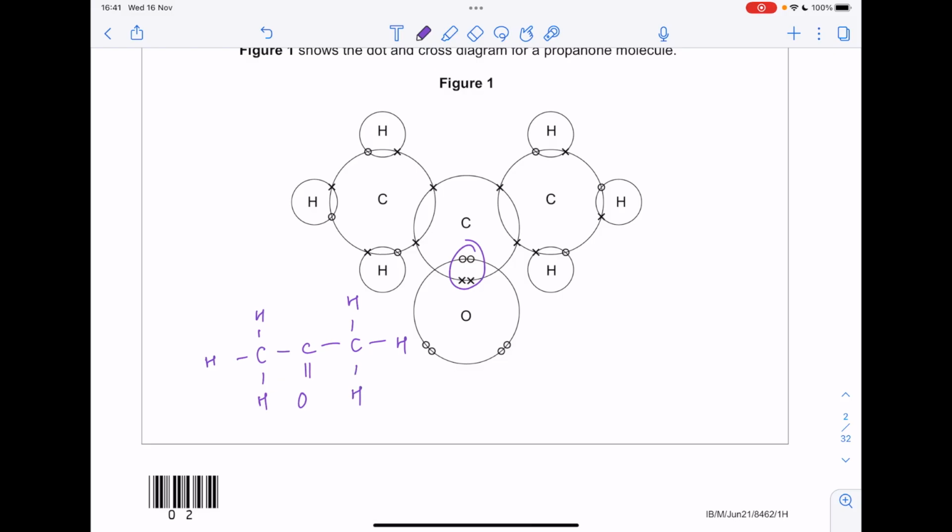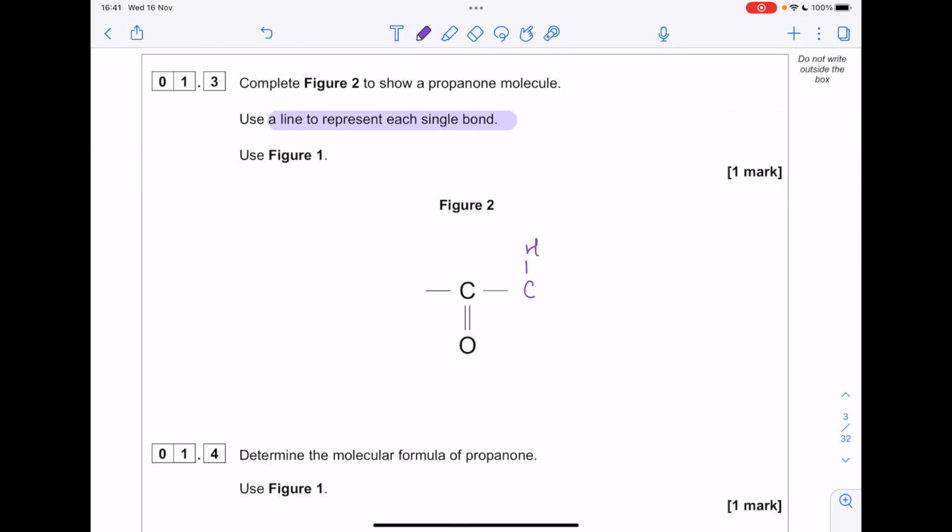Remember, when you draw these, carbon forms 4 bonds, hydrogen forms 1 bond, oxygen forms 2 bonds, and as long as you follow that, you make sure you have the same number of hydrogens, 1, 2, 3, 4, 5, 6, 1 oxygen, 3 carbons, you can't really go wrong.